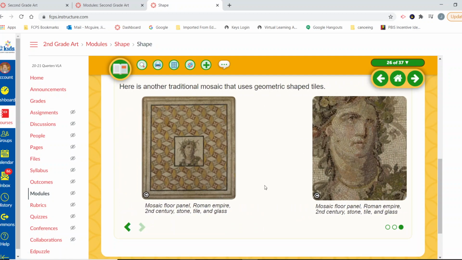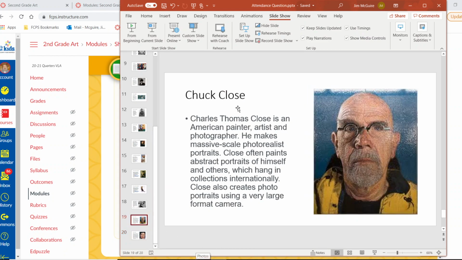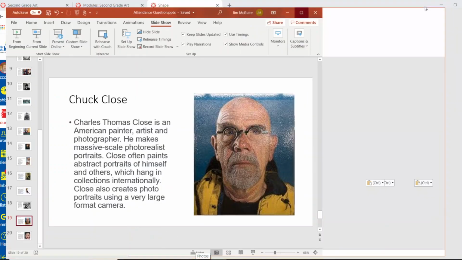Another traditional mosaic that uses those geometric tiles. We can see how, if you come in close, it's all geometric tiles. This is where we're going to stop and do our attendance question of the day. And the answer today is Chuck Close.